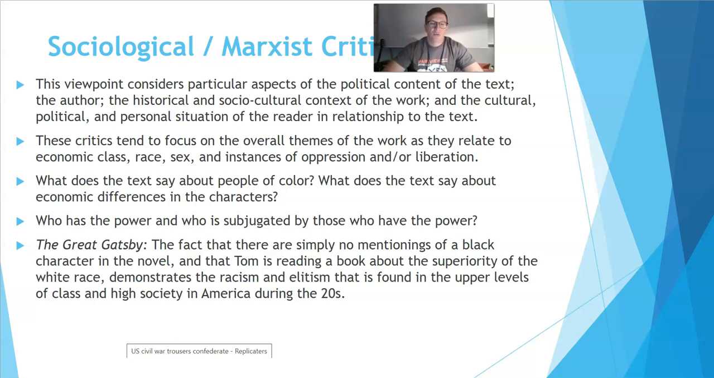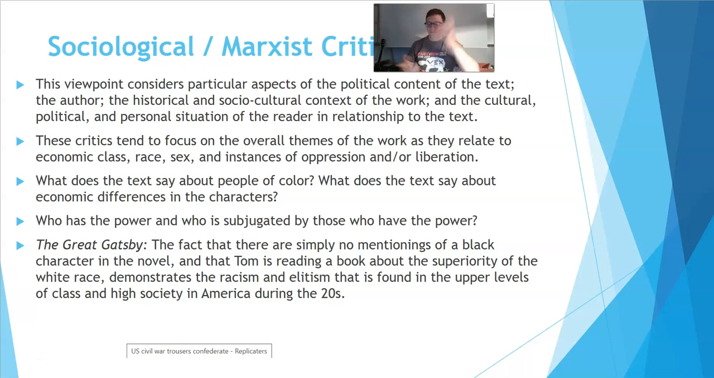Who has the power and who is subjugated by those who have the power? Okay, so it really focuses on power structures in society. So, like, if you were reading The Great Gatsby, the fact that there are simply no mentionings of a black character at all in the novel, they're not even acknowledged, and the fact that Tom is reading a book about the superiority of the white race, that demonstrates the racism and elitism that is found in the upper levels of class and high society in America during the 20s.